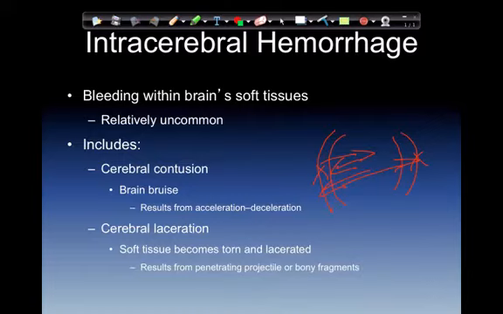Cerebral laceration. Soft tissue becomes torn and lacerated, results from penetrating projectiles. An example of this would be a gunshot wound, or bony fragments from the skull from a skull fracture.